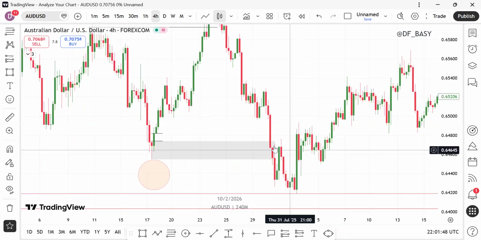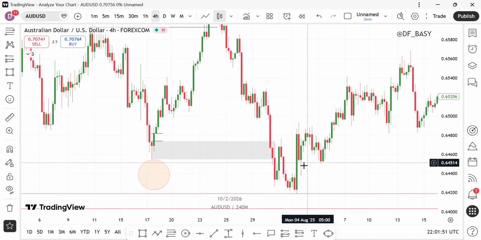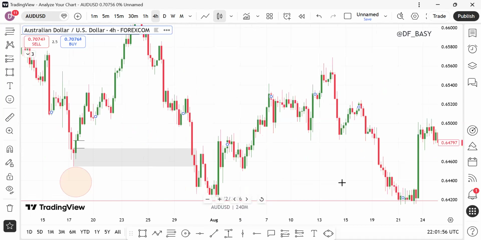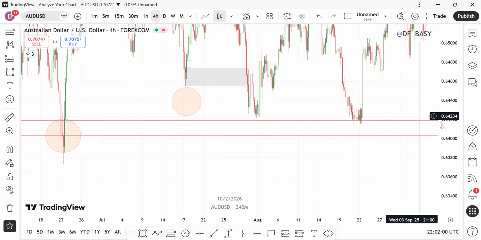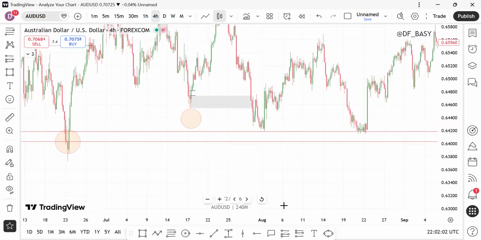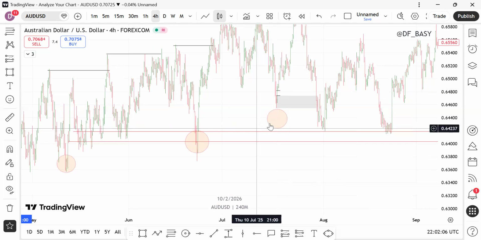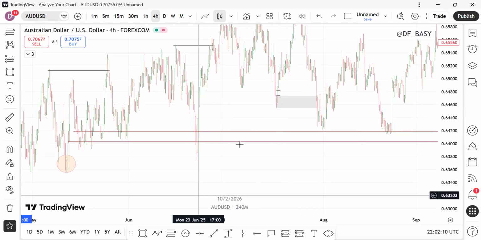So it's valid, but what did the market do? The market did not respect it. It broke it. It failed, right? So now you can see most times the market respects it, sometimes the market doesn't respect it. Now, where did the market come back to? And first of all, let me start by marking all the order blocks in this trend.